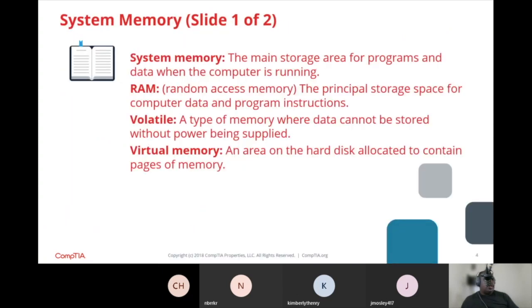So system memory, the main storage area for programs, RAM, random access memory. Now we're going to go over volatile, a type of memory where data cannot be stored without power being supplied. So does that power have to be consistent? Yes.